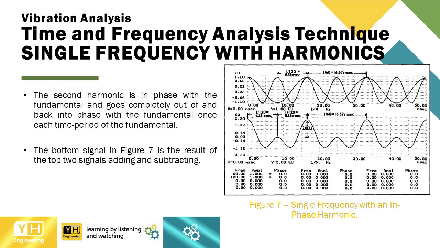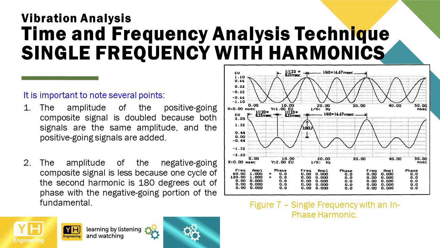The bottom signal in figure 7 is the result of the top two signals adding and subtracting. It is important to note several points. Number 1 is the amplitude of the positive going composite signal is doubled because both signals are the same amplitude, and the positive going signals are added.